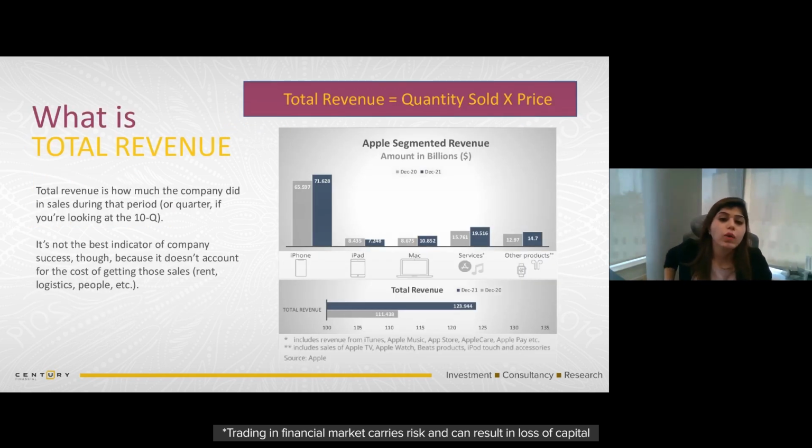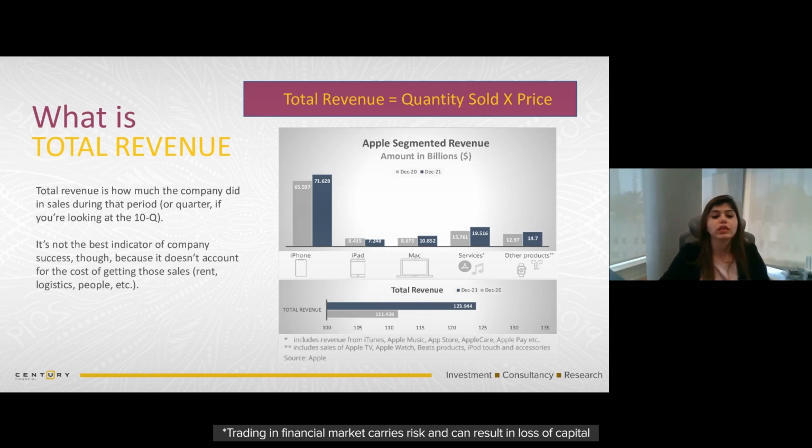So now we'll start with total revenue. When we talk about total revenue, this is how Apple has performed in the quarter ending December 2021, and we've compared it, like you see, with the quarter ending December 2020. In the quarter ending December 2021, Apple recorded revenues of 123 billion. This marked a growth because in the previous year's quarter, December 2020, the company recorded revenues of 111 billion. Now, why is this important?